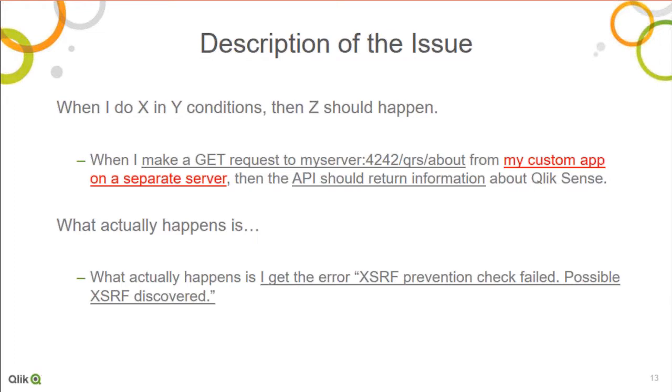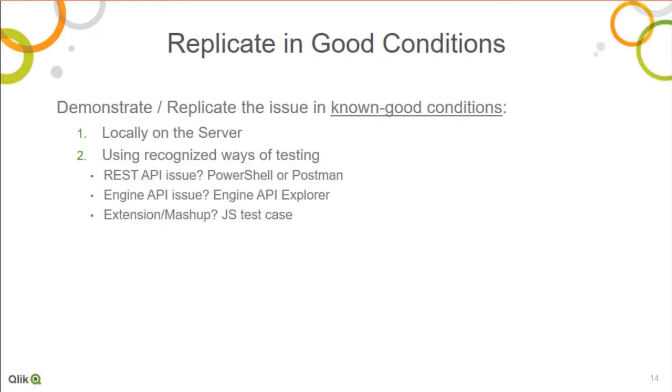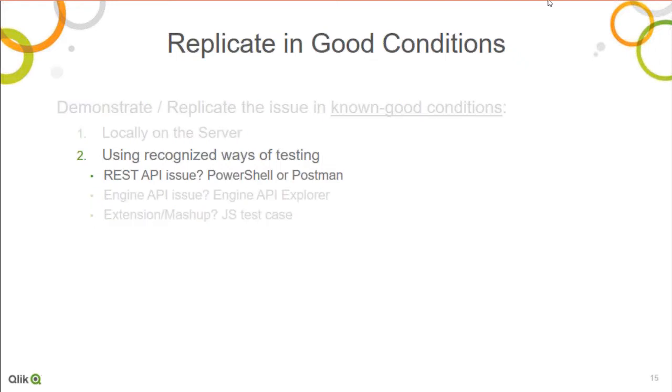This is on a separate server, so there could be something in between the client making the call and the server responding to the call that is causing problems. So by replicating in good conditions locally on the server using recognized ways of testing, we help to eliminate those two factors. And this helps us to get to a point where we can replicate any API issue if it is confirmed and bring it to R&D for resolution. What we're going to be focusing on in particular are REST API testing, PowerShell and Postman.